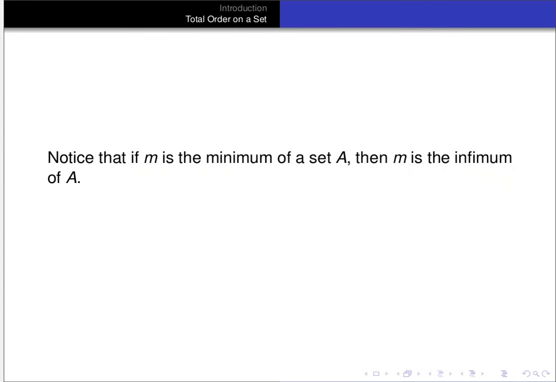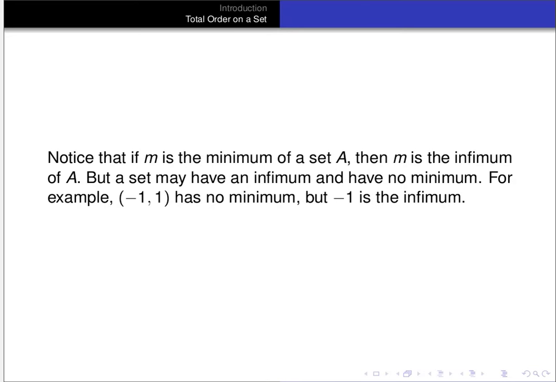All right, notice that if M is the minimum of a set, then it's also the infimum of the set. But a set can have an infimum and have no minimum. For example, the open interval from -1 to 1 has no minimum, but -1 is what we'd call the infimum. It's the greatest of the lower bounds.